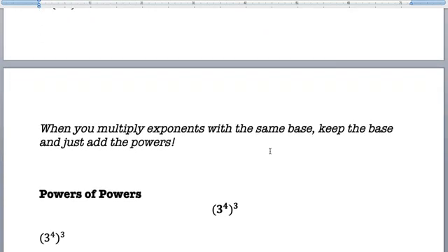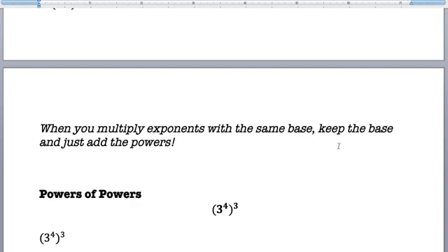Alright, now powers of powers. It sounds and looks very intimidating because normally we just have one power. Now you have two powers and you also have parentheses. It can look kind of scary.